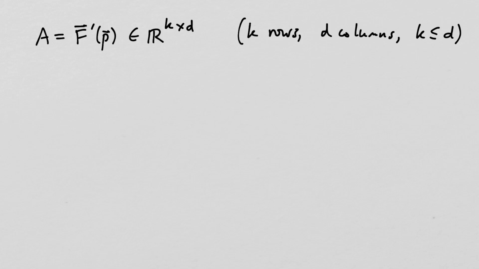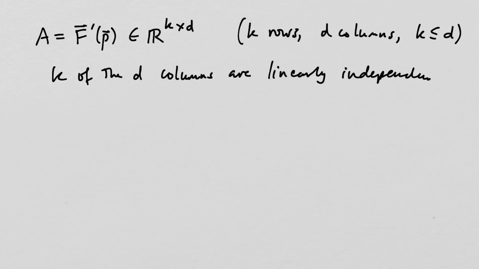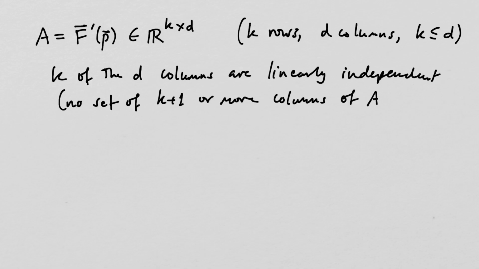So k out of the d columns are linearly independent, and no more. Right? There's no set of k plus 1 or more columns that are linearly independent. Okay? Because that's simply what the rank means, part of what the rank means. The rank equaling k implies this. All right, now we don't know which k of the columns those are, but we know there are k of them, and it really makes no difference which k they are, because we would just do the same reasoning in any event.